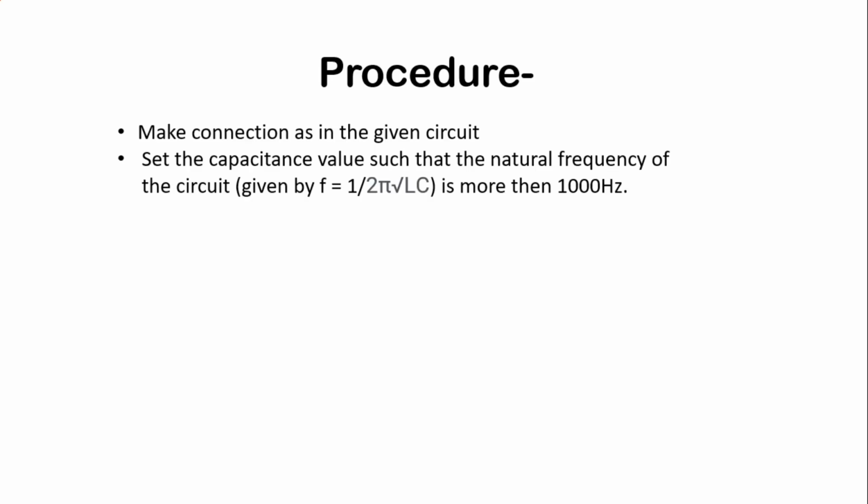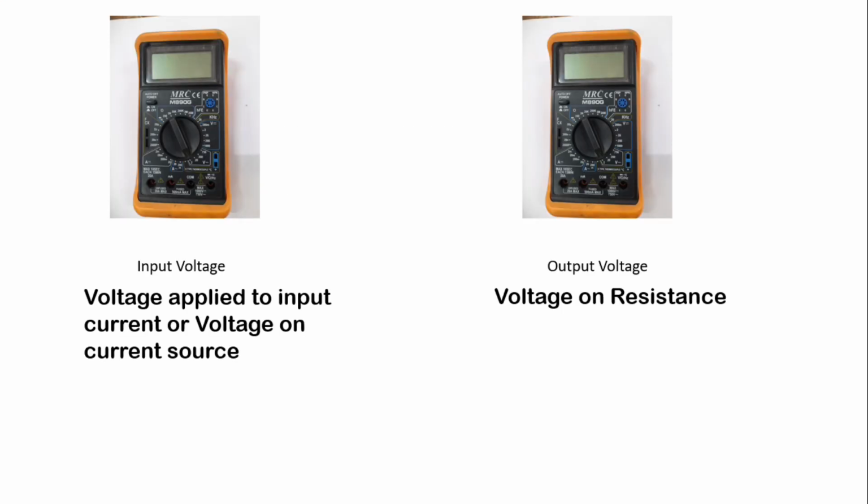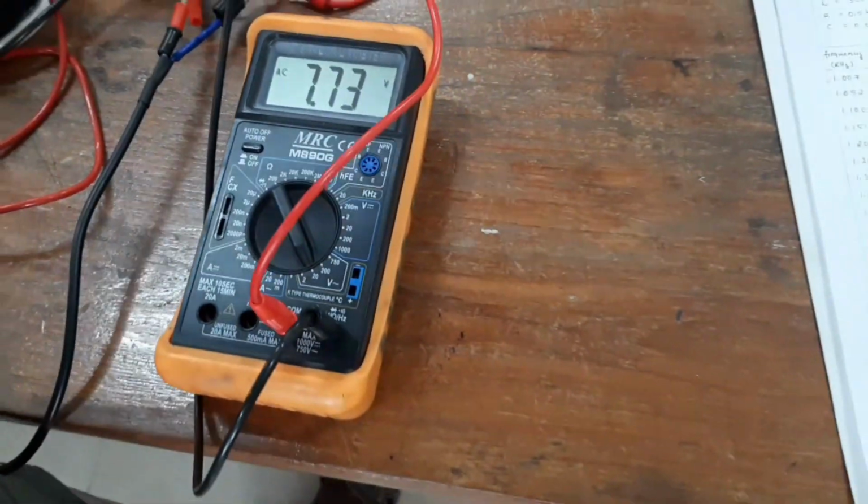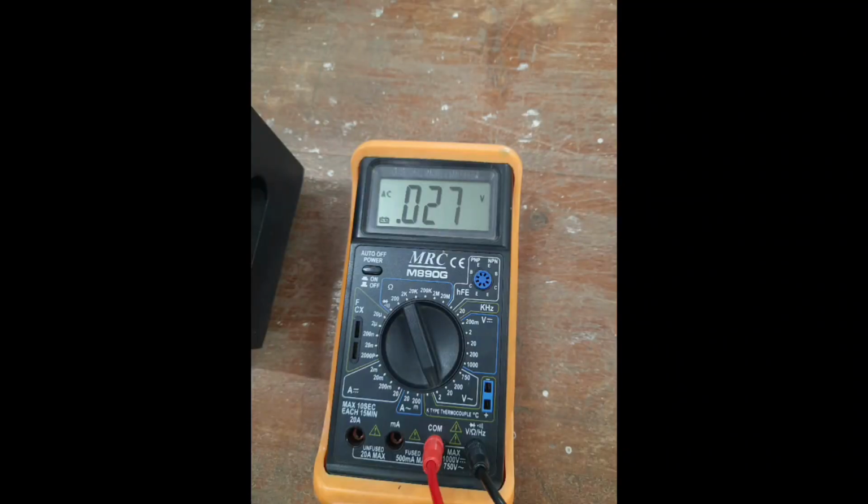To perform the experiment, we need to keep the capacitance value such that the natural frequency of the circuit is more than 1000 Hz or 1 kHz. After setting the natural frequency, we will find the output voltage by varying the input voltage. That means we will vary the input voltage which we are giving, and observe the output voltage. Using that we will write it in a tabular column. We will note down those readings.